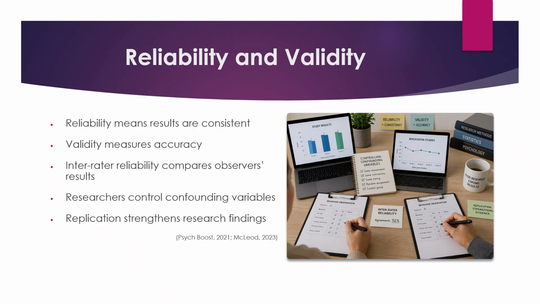Researchers also try to control outside factors called confounding variables, because those factors can affect the results of a study. Replication is also important because when other researchers repeat a study and get similar findings, it helps strengthen the evidence and support the results.